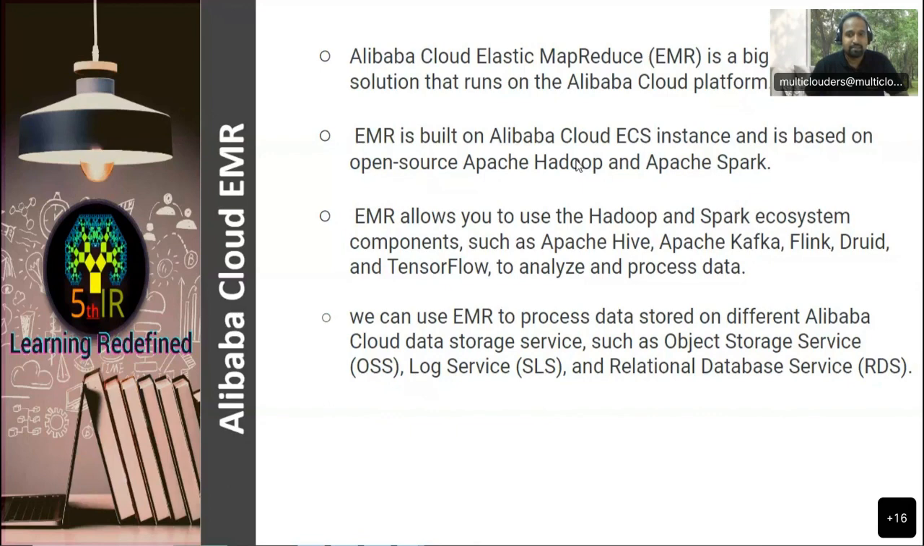In Log Service, we can integrate Elastic MapReduce with the log service, and also we can integrate Elastic MapReduce with relational database services such as PolarDB, Alibaba Cloud ApsaraDB for RDS, and Alibaba Cloud MySQL. So these are the different database services with which we can integrate our Elastic MapReduce. Okay, so this is a short introduction about Elastic MapReduce of Alibaba Cloud.